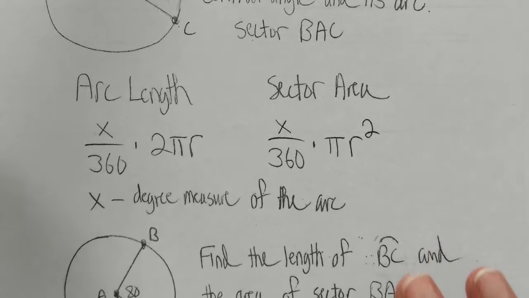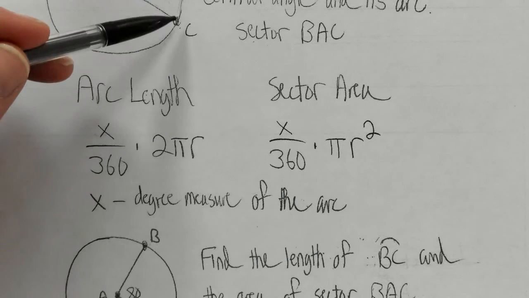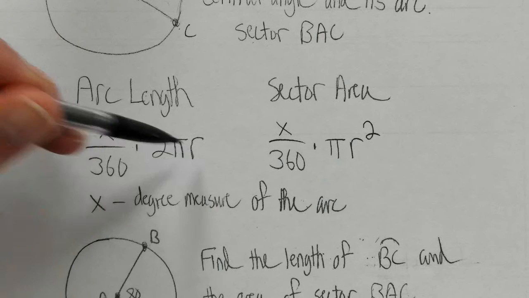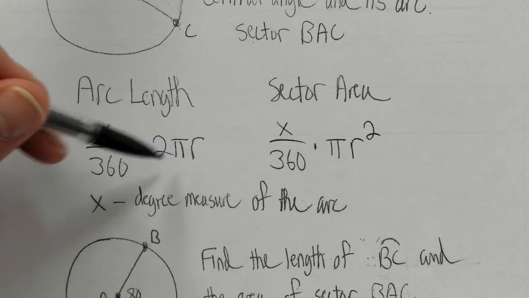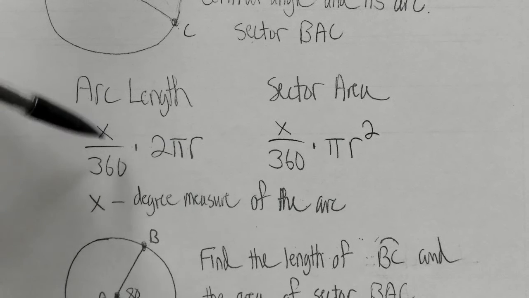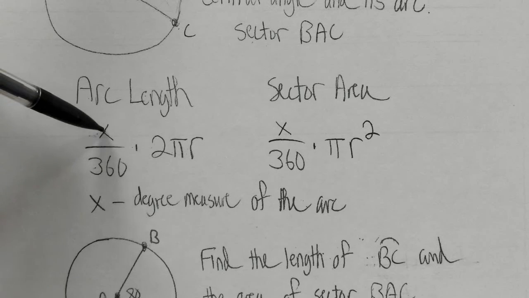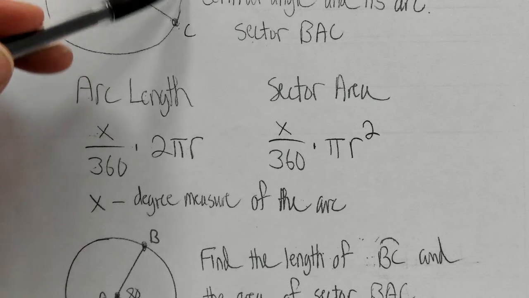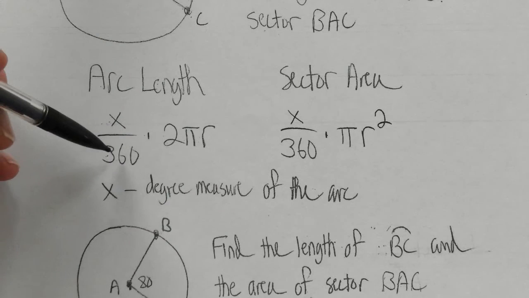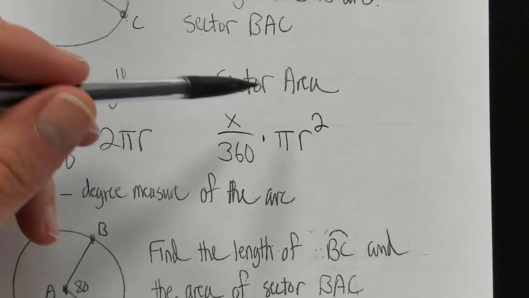Now we come to two formulas. One is the formula for the arc length, in other words, the length of the arc. Okay, and it's x over 360 times 2 pi r. Because remember, 2 pi r, as we learned in the last section, was the circumference, right? Well, the arc length is a piece of the circumference. What piece of the circumference? Whatever degree measure it is out of 360. So if this is 80 degrees out of 360, then the arc length would be 80 out of 360 times the circumference.